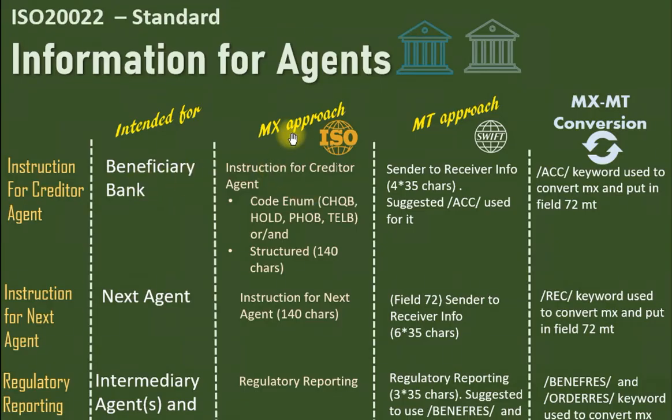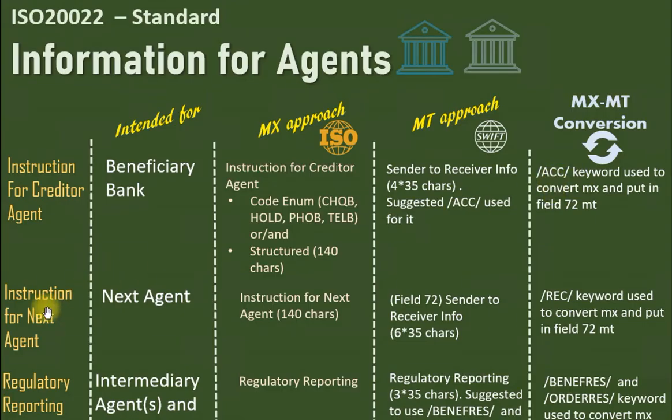In MX, the instruction for the creditor agent can only have these values: CHQB, HOLD, PHOB, TELB, or structured data can be there. In MT, it is put normally in sender to receiver information, with the keyword ACC, which means it is for the final account holding institution. If we have to convert to MT, we need to use this keyword and put it in tag 72.